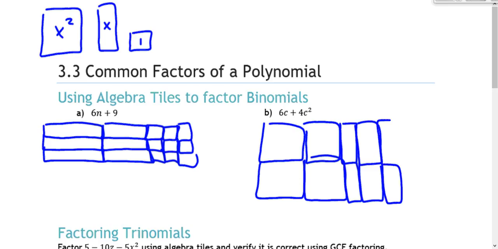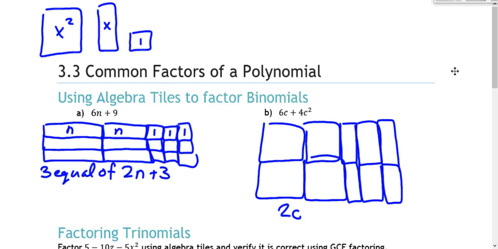And when I look at these, when I'm all done drawing, I can see that these can be split into equal groups. There are 3 equal groups on A, 2n plus 3. So there's 1, 2, and 3. And then over here in B, we can see that we have 2c squared plus 3c there. So it factors it down.